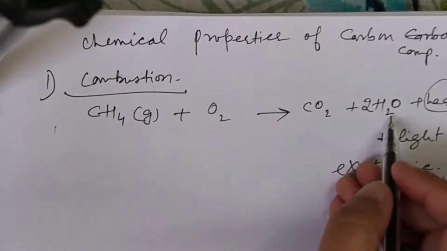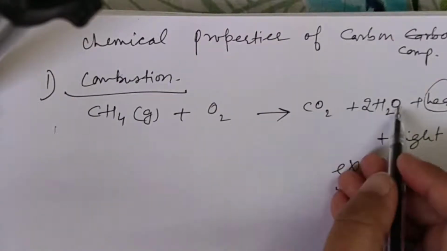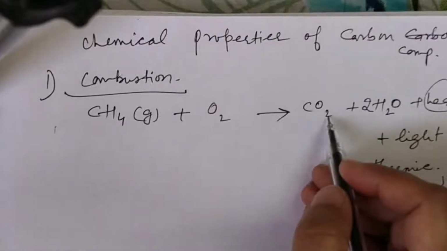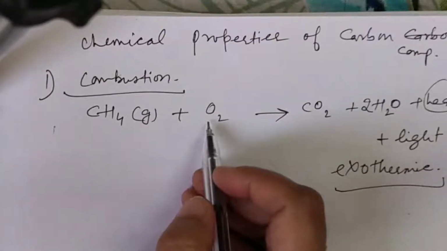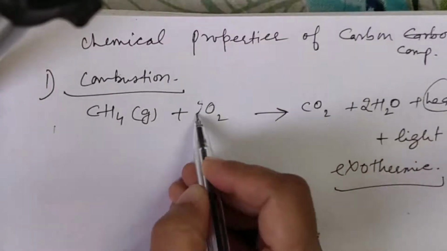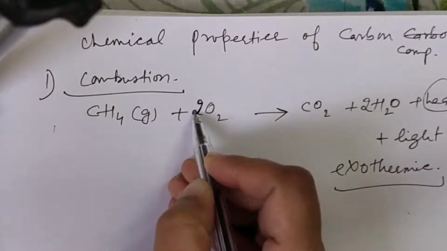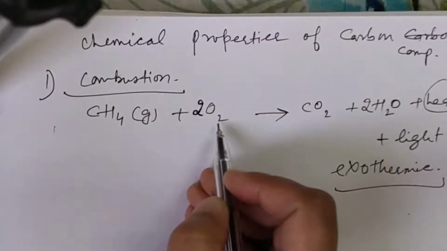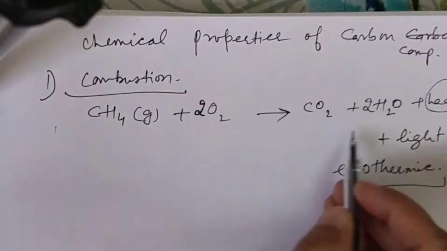Now count the number of oxygen atoms. On this side the total number of oxygen atoms is 4, and on the left side there are 2. You have to multiply by 2 to get 4 oxygen atoms and make this equation balanced.